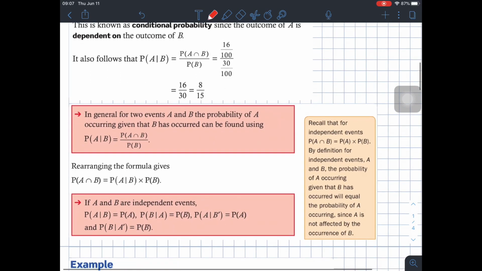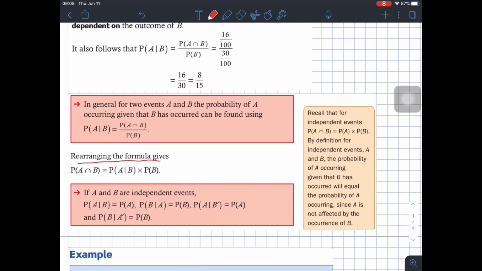Okay, then it says, in general, for two events A and B, the probability of A occurring given that B has occurred can be found using this formula. So the conditional probability is the probability of the intersection between the two events divided by the probability of the particular event that we are given as a fact, as something known, okay? Then it says rearranging this formula gives the probability of the intersection equals the conditional probability times the probability of B. That's just if we take this term multiplying up here, we're getting that formula.